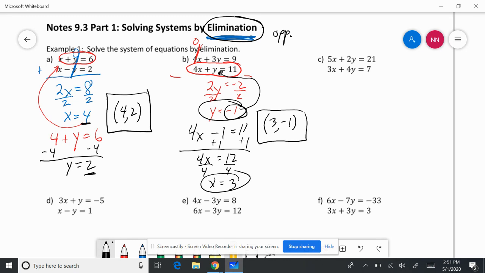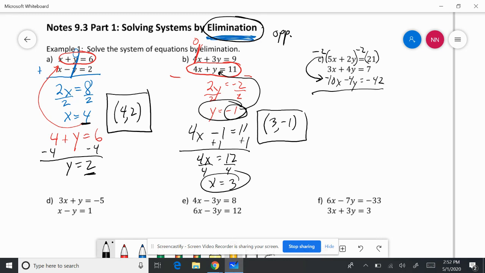Now, looking at letter C, we don't have opposites. We don't even have ones that are the same. So what we're going to do is create opposites. How we're going to create opposites is I'm going to take this 2 right here, and make it a negative 4, because the opposite of 4 is negative 4. I'm going to do that by multiplying it by negative 2. If I multiply both sides by negative 2, it doesn't change the equation. So now I have negative 10x minus 4y equals negative 42.